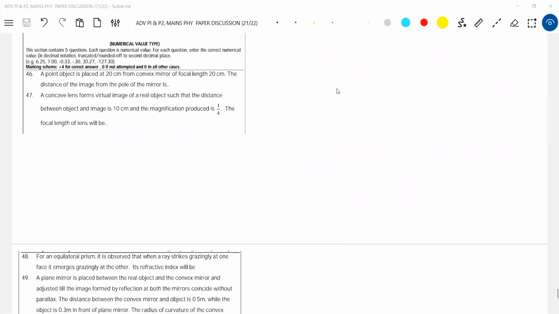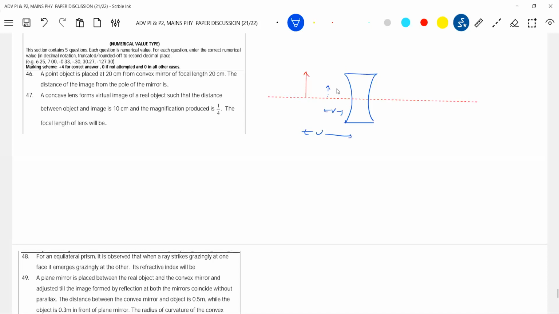Question 47. A concave lens forms a virtual image of a real object such that the distance between object and image is 10 centimeter and the magnification produced is 1/4. Find the focal length of the concave lens. It forms a virtual image of a real object. If I keep an object here, it will form a virtual image. He has given this distance for us. And the magnification produced is 1/4. The focal length of the lens is asked.